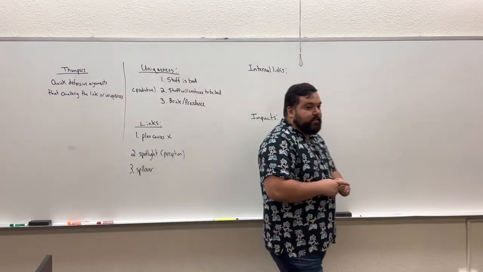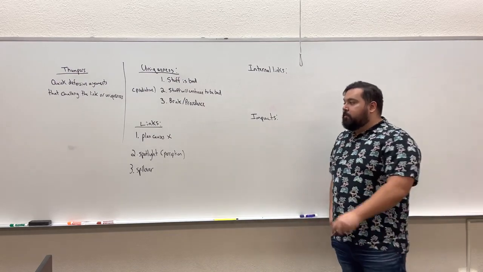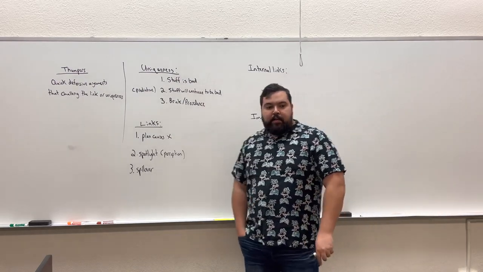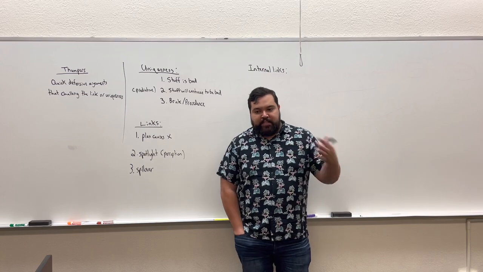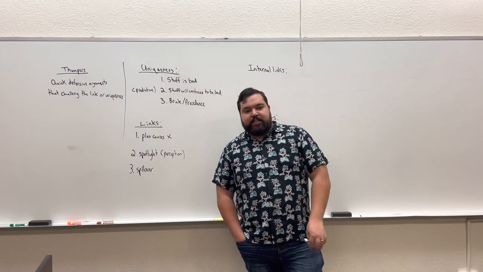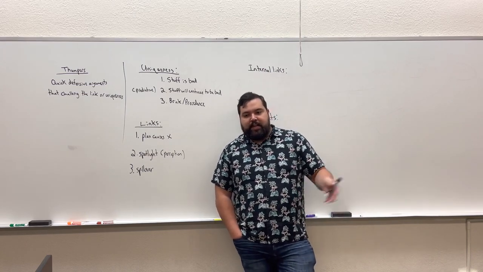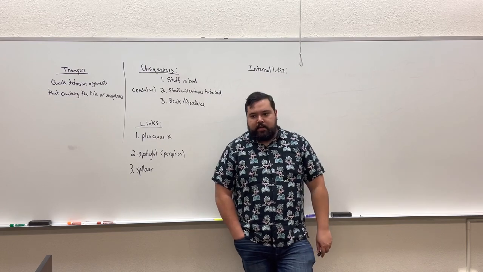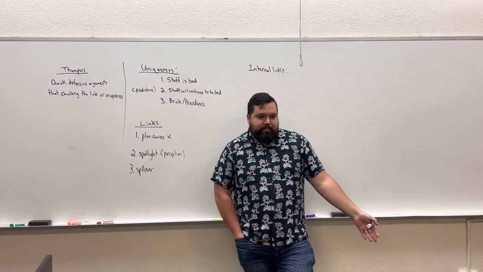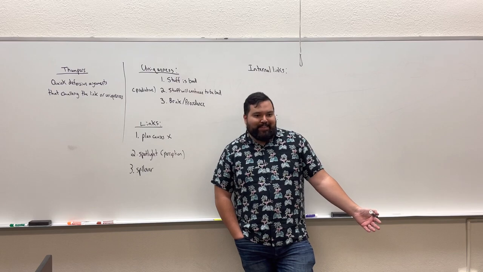Okay, three kinds of links. The first one is the one you're used to, the most basic, which is basically plan causes / plan solves. If you're the affirmative, the first link is the plan solves. The plan, doing the plan, solves the problem that we've outlined in the uniqueness. That one's free. I'm not going to explain that one anymore. You should know this one at this point.